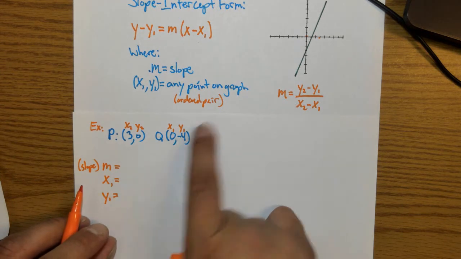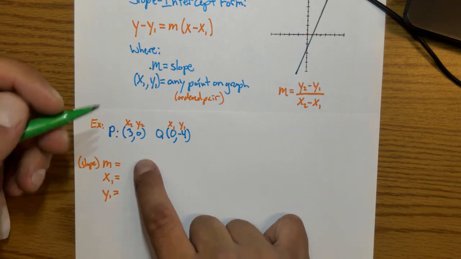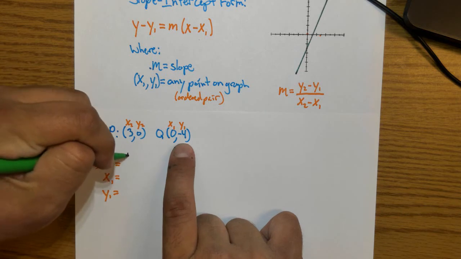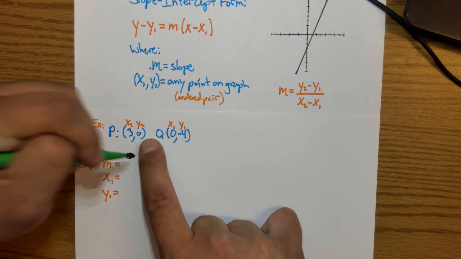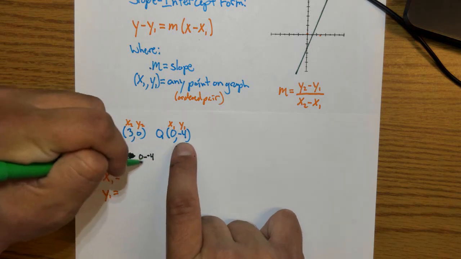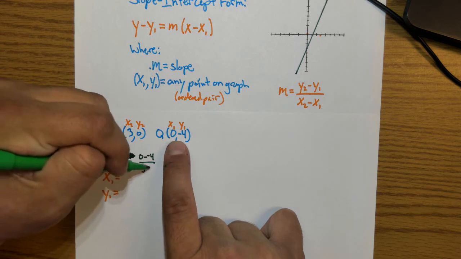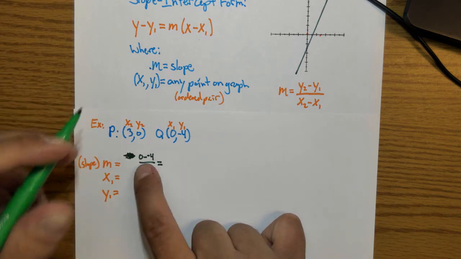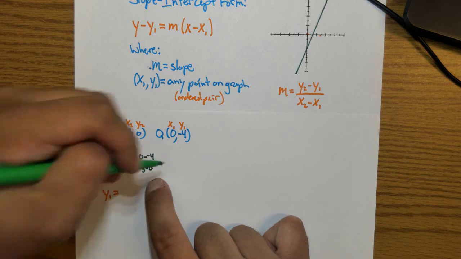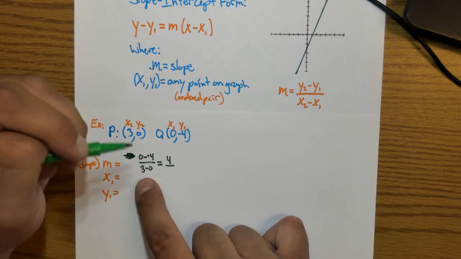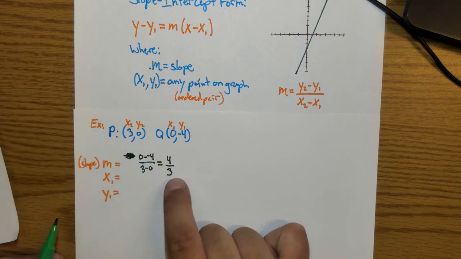So let's find our slope, y2 minus y1. That's going to be 0 minus a negative 4, divided by 3 minus 0. And 0 minus a negative 4 is the same thing as plus 4, so it's going to be positive 4 divided by 3. So our slope is 4 over 3.